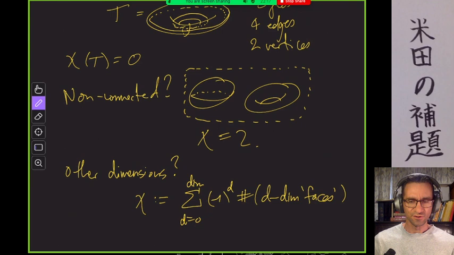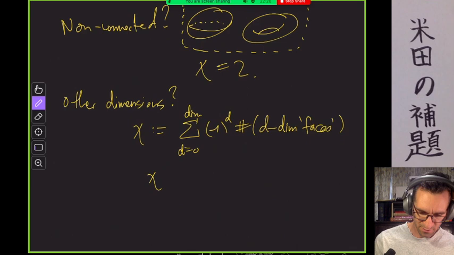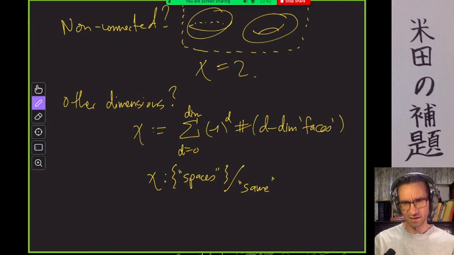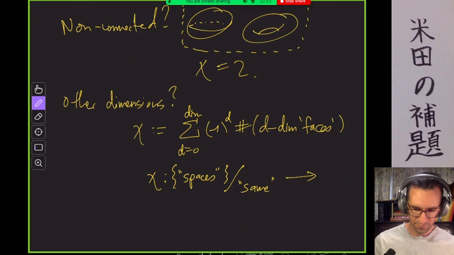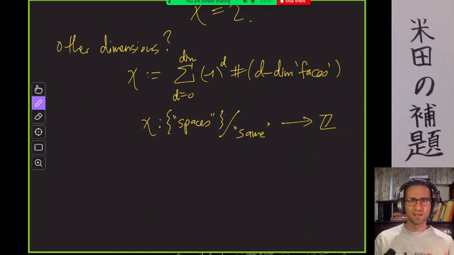But we should think about, what is this? This chi is somehow a function from spaces up to whatever it means to be the same. So if we take a triangulation and refine that triangulation, then it's not too difficult to prove that you get the same number. So it passes down to equivalence classes here. So you get a function. And so this is the very first sort of shadow of algebraic topology, but a really weak one.